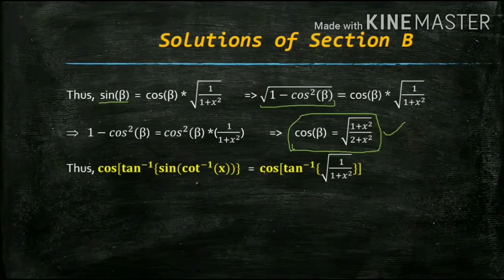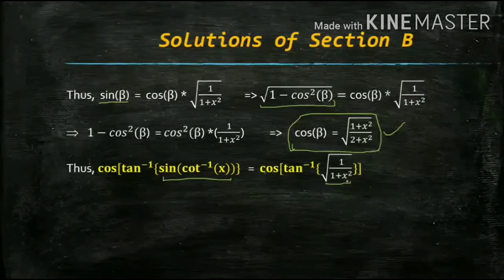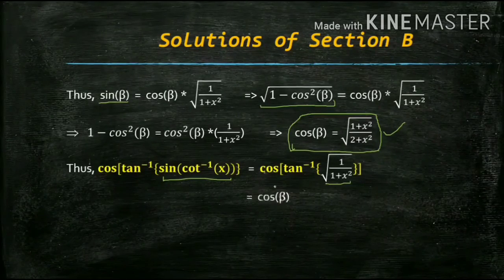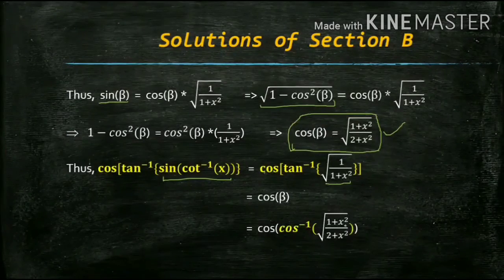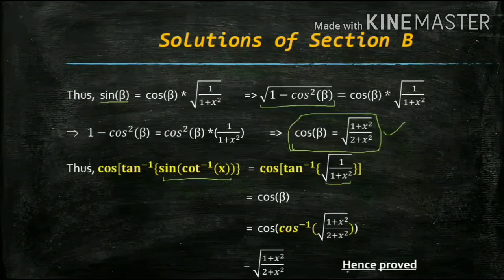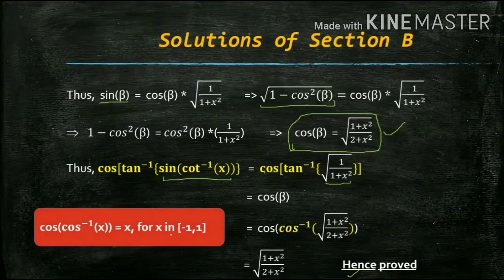Now, this was the question given to you. Firstly, we convert this sine of cot inverse x into this form. Then we'll solve for this. We'll take this as beta, it would be cos beta. Then we convert beta and it will be cos inverse of square root 1 plus x square over 2 plus x square, which is nothing but square root 1 plus x square over 2 plus x square, hence we are done. Because we are using this property that cos of cos inverse x equals x whenever x belongs to the closed interval minus 1 comma 1.